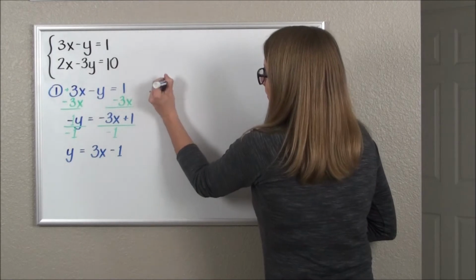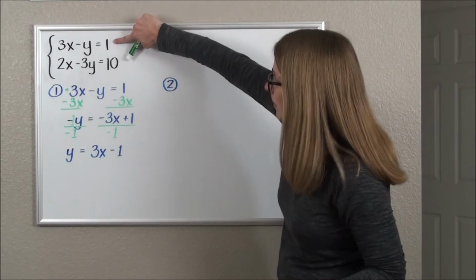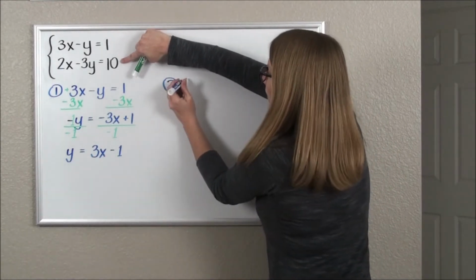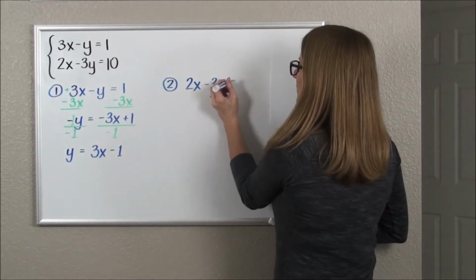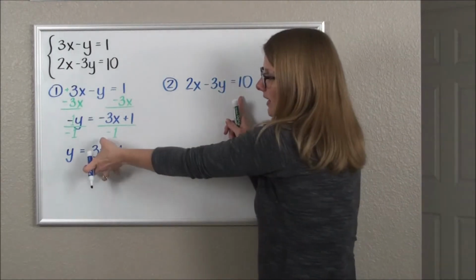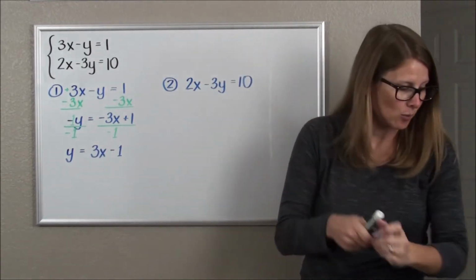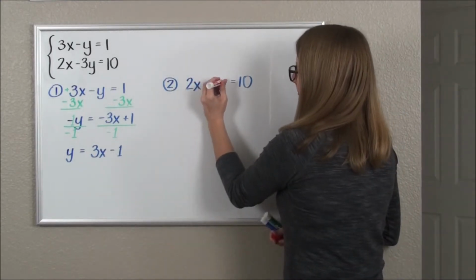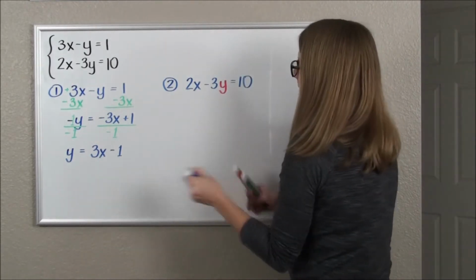Now step 2, I need to use the other equation. So for step 1, I used this top equation and manipulated it a little bit. Now in step 2, I want to use this other equation, so I'm going to use the 2x minus 3y equals 10. And in this other equation, I take the expression that y was equal to and I substitute it in for that y. So where I saw the letter y, I am going to put what y equals. I'm going to put 3x minus 1.